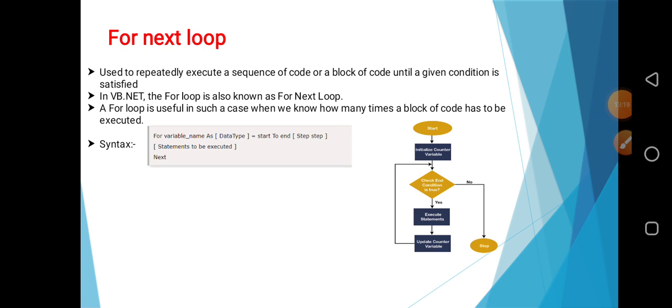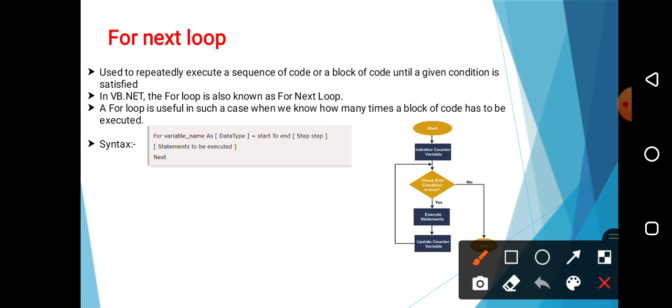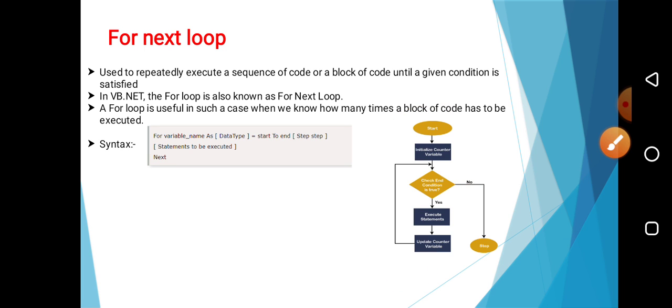The syntax for the same is for variable name as data type equal to start to end. That is, you are giving the initialization as well as the end. Then the statements to be executed, and for is ended with next over here. So here we can say that at the start you are initializing the variable and checking the condition. It will execute the statement and update the counter every time.